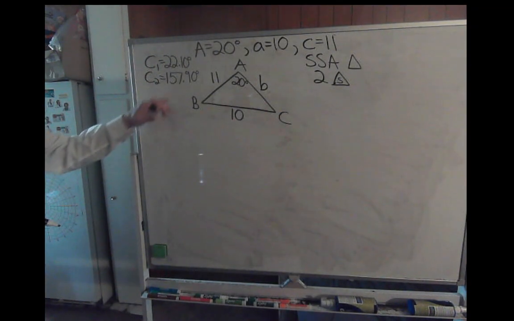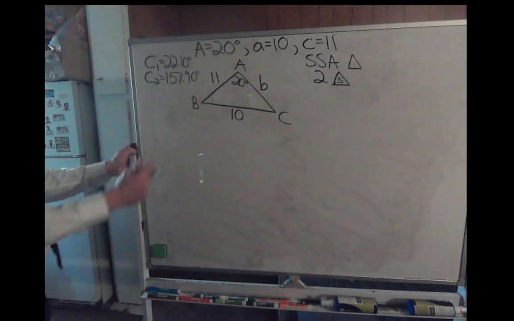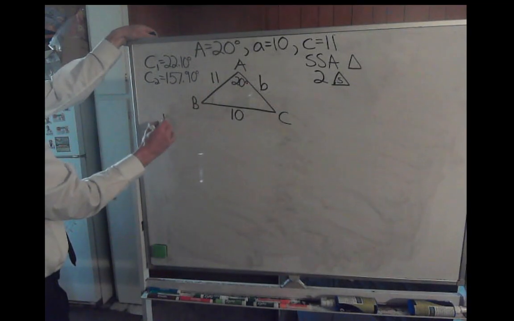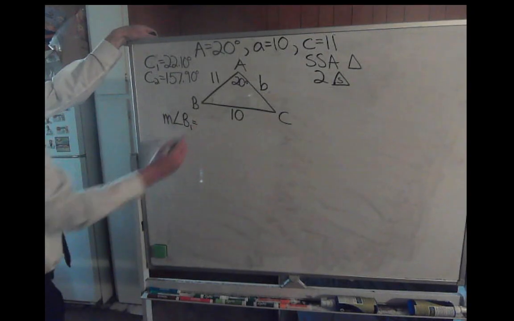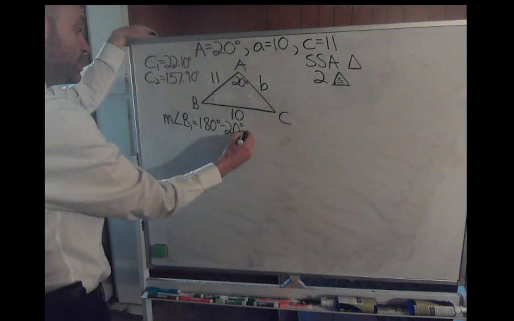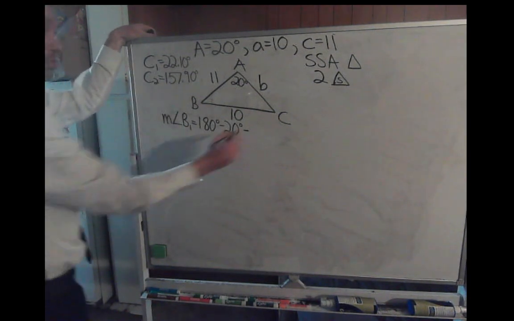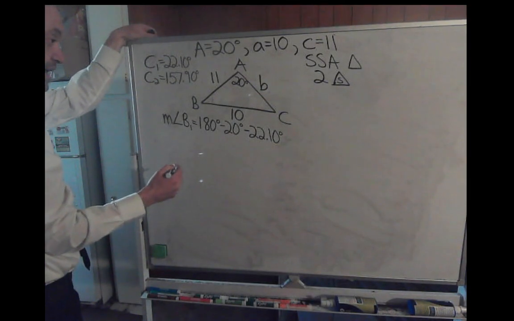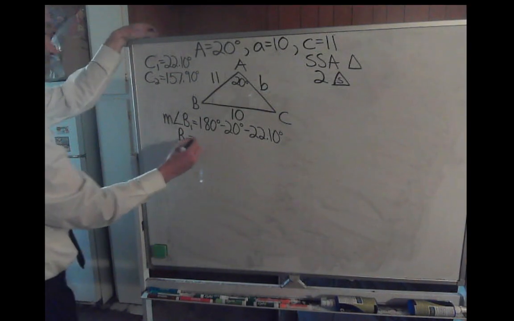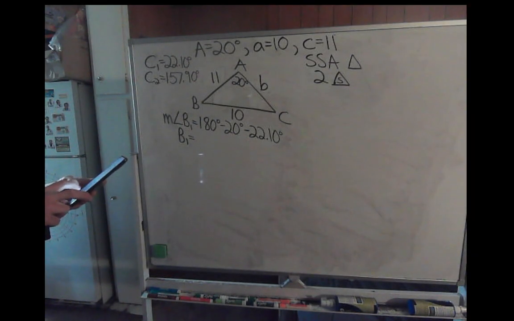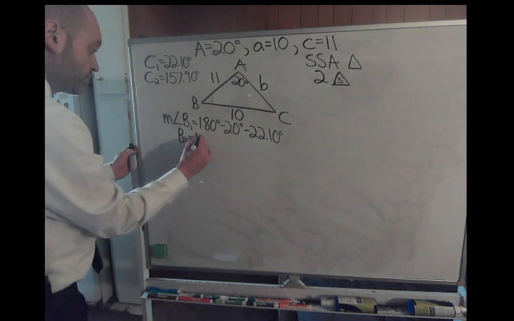So let's go on C1 real quick. If we want to find angle B1, so that means the measure of angle B sub 1 would then equal 180 degrees minus 20 degrees minus the measure of angle C sub 1, which would be 22.10 degrees, which would then have to mean that B1 has a measure of whatever that result is, 137.90 degrees.